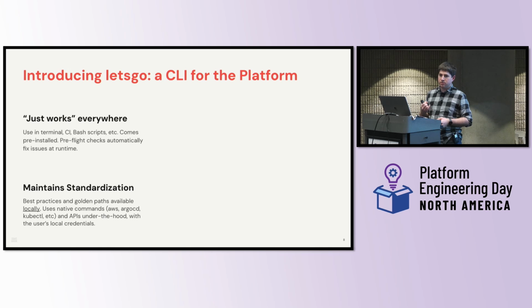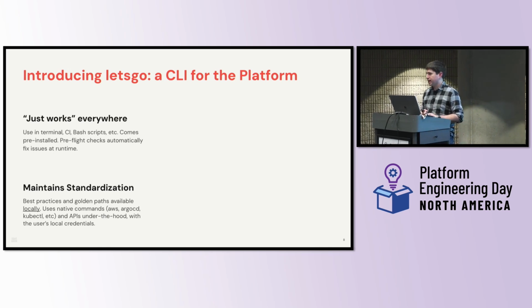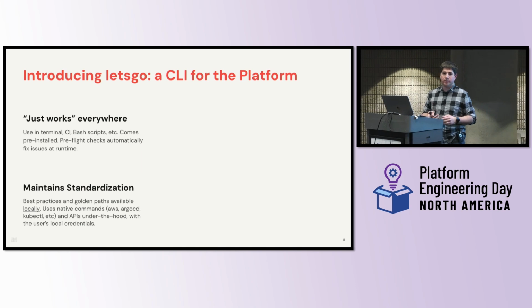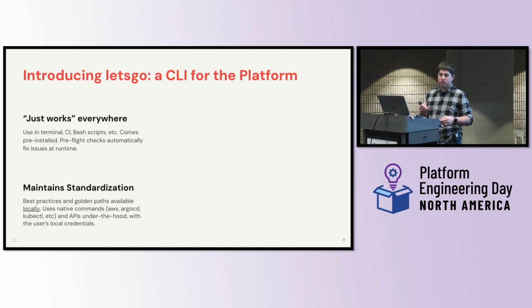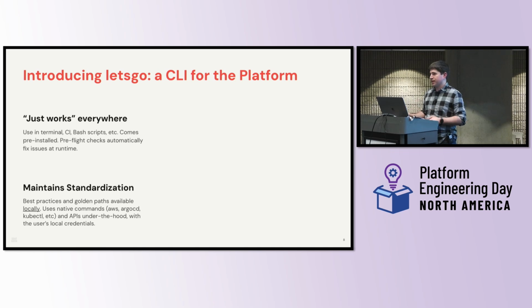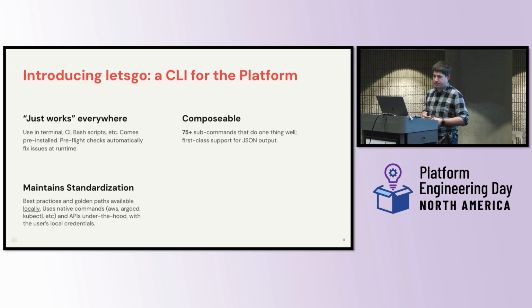And we use native APIs under the hood as well as native CLIs and binaries. For example, anytime that Letsgo needs to do something on AWS, it's going to use the AWS binary, which means that just by having Letsgo, you have the AWS CLI, your profiles are pre-configured, and if you want to bypass Letsgo and just use AWS, you can, and that's all set up for you. You don't have to think about it. It's just there. It just works.